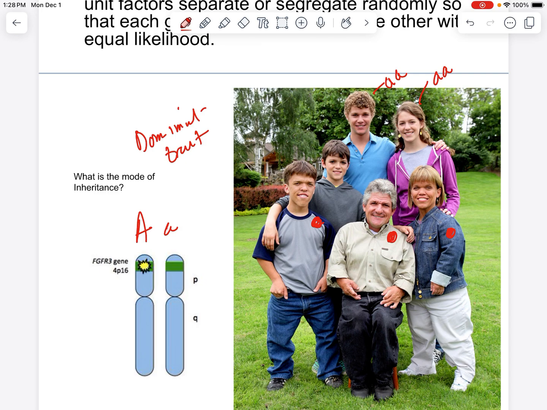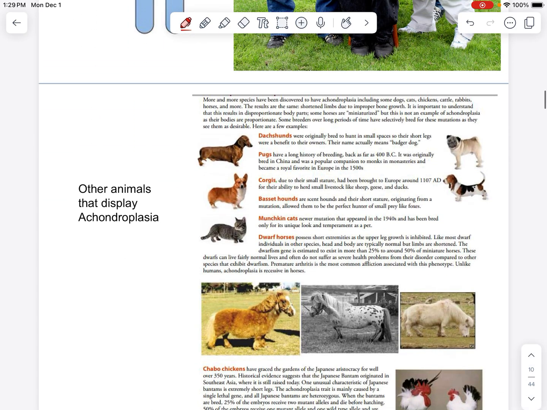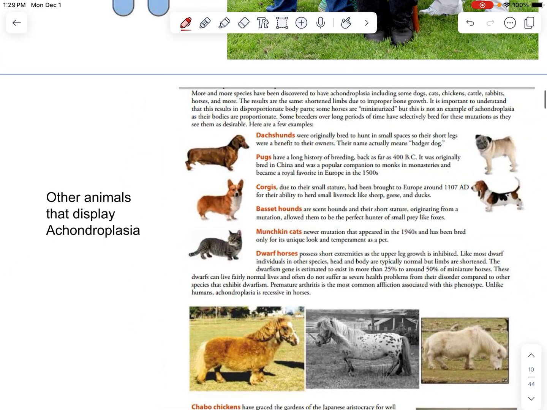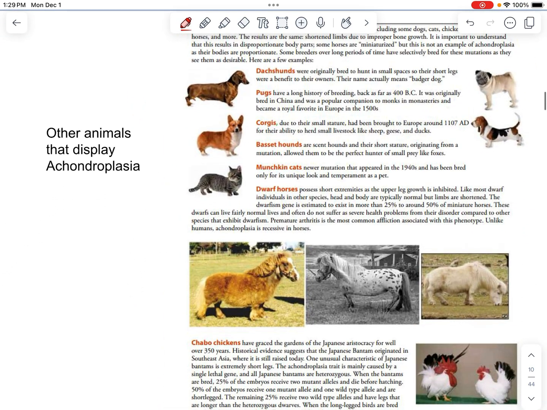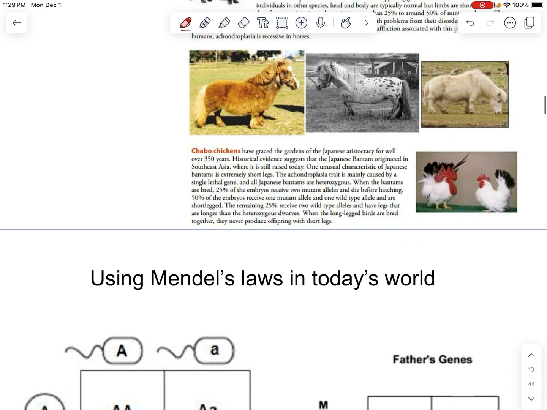Okay? So we can kind of see he's going to be little a, little a. So again, we can use Mendel's understanding of how these genes travel from generation to generation to make some simple predictions. Now, achondroplasia is not only in humans. If you look at corgis, dachshunds, even different types of horses and chickens, they all display this achondroplasia. So it's not just within humans, but it can be in other animals. We can see these particular conditions.